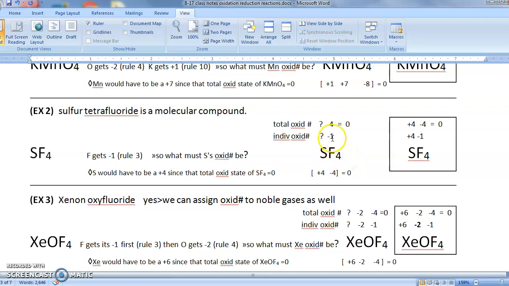We've got 4 fluorines at -1 for a total of -4. SF4 has no charge. It is not an ionic compound. So the oxidation numbers must total 0. So what would the sulfur have to be in order for the numbers to total 0? Well, the fluorines add up to -4. The sulfur would have to be +4. +4 -4 is 0. So sulfur's oxidation state is +4.